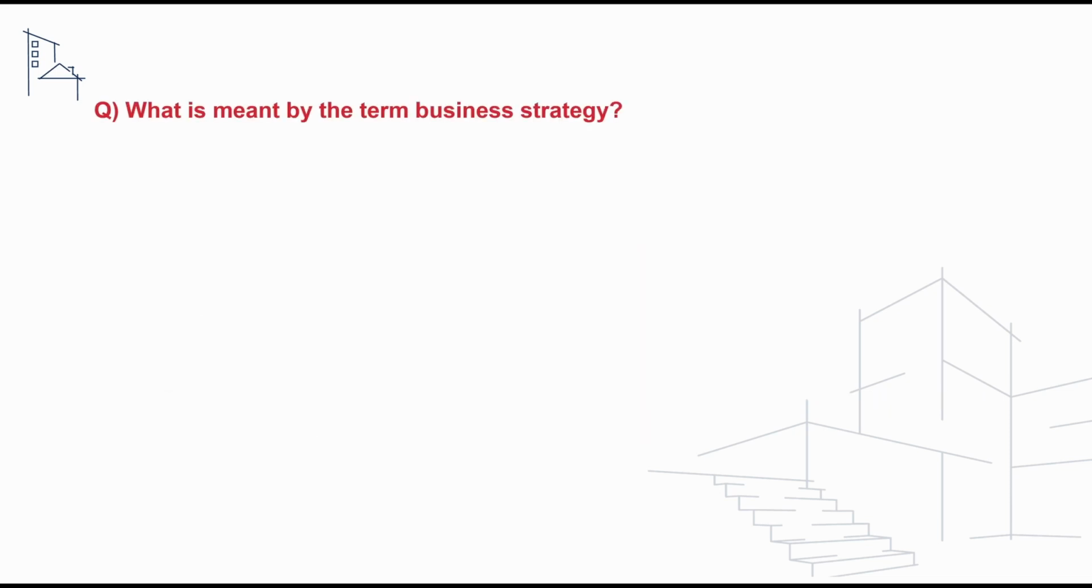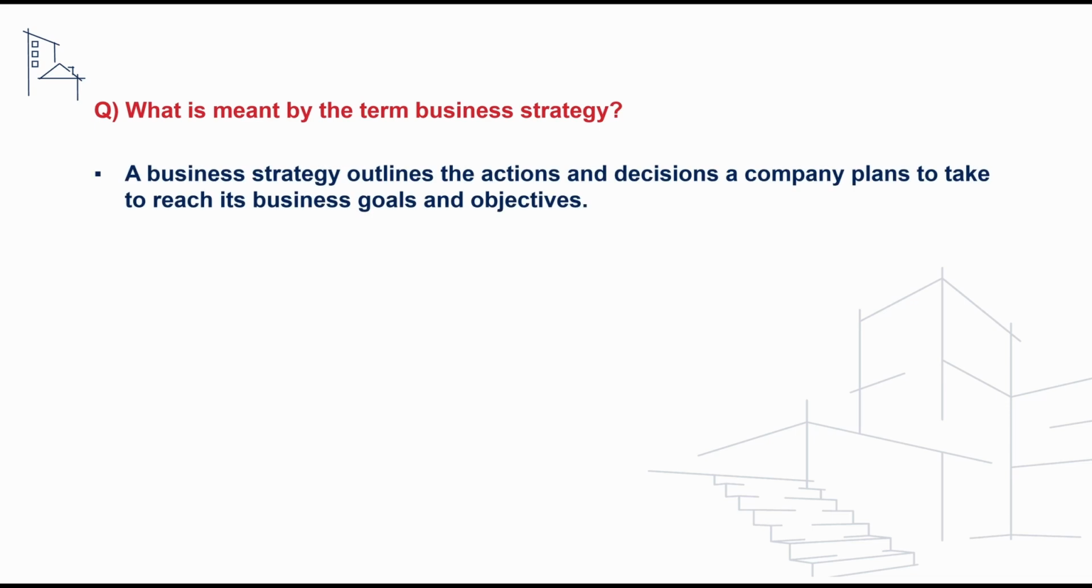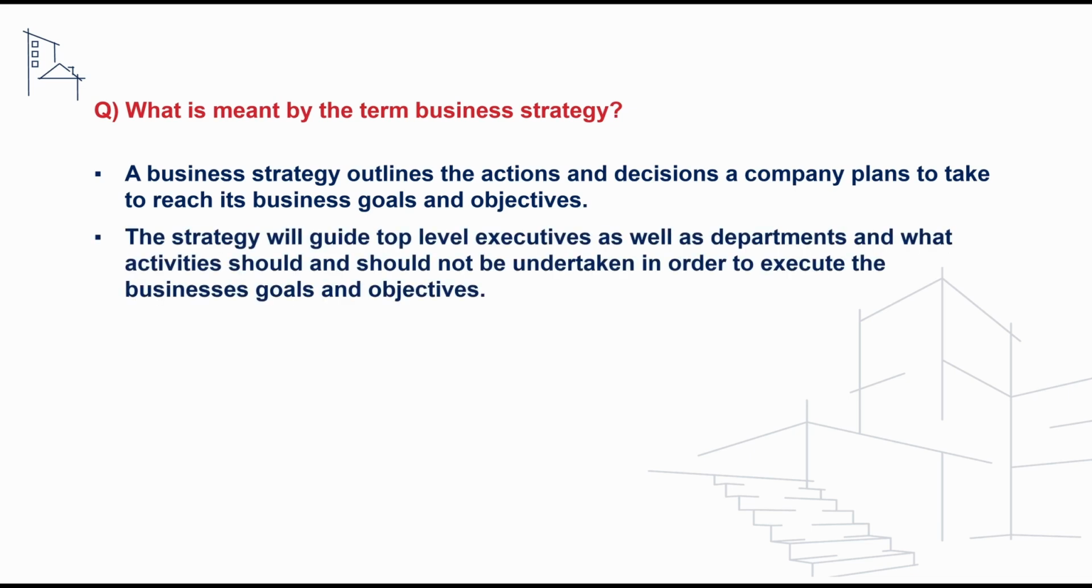And another follow-on question we may be asked is what is meant by the term business strategy? And to address this, we can say that a business strategy outlines the actions and decisions a company plans to take to reach its business goals and objectives. The strategy will often guide top-level executives as well as departments on what activities should and should not be undertaken in order to execute the business goals and objectives.